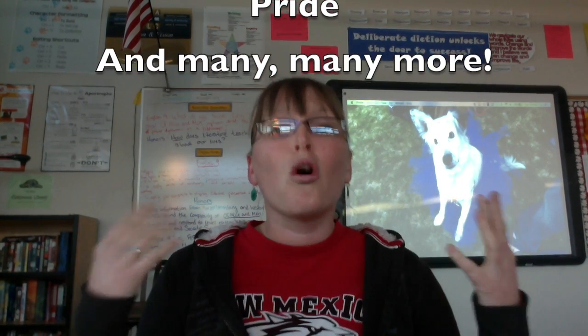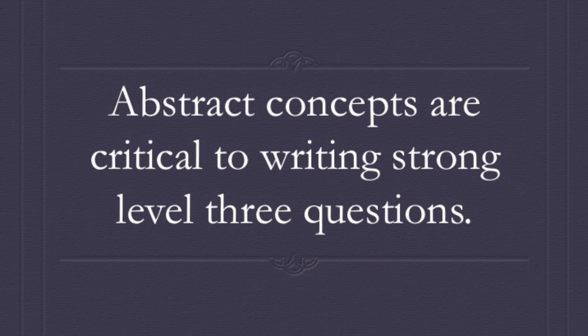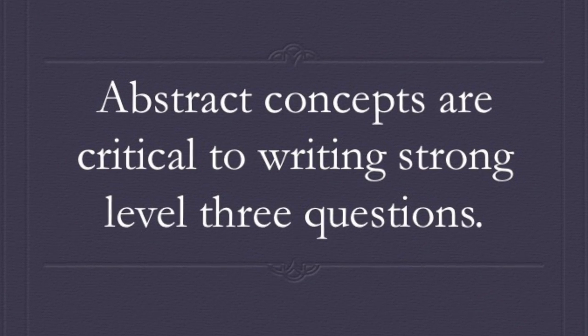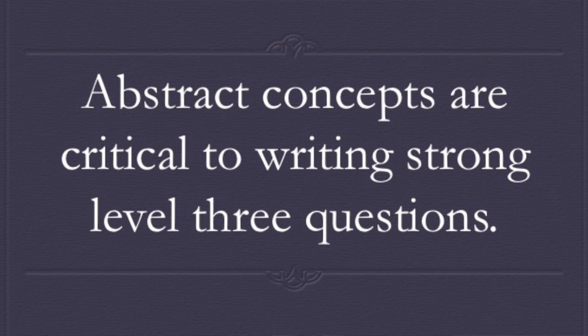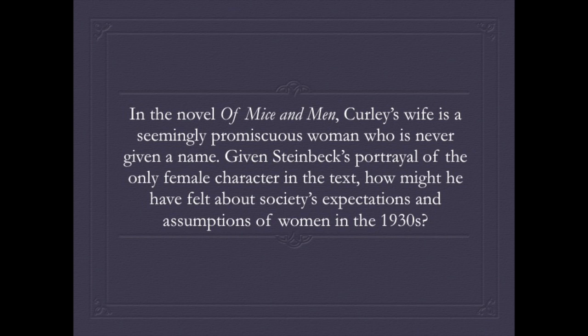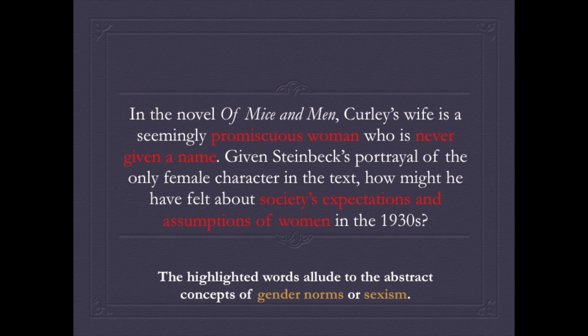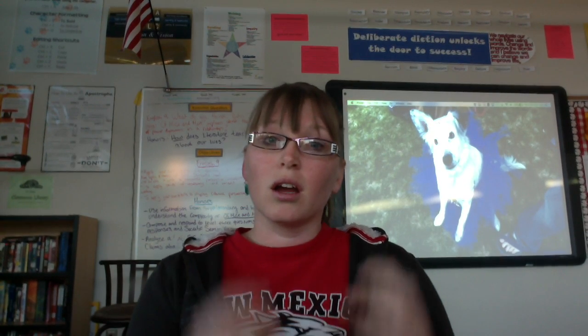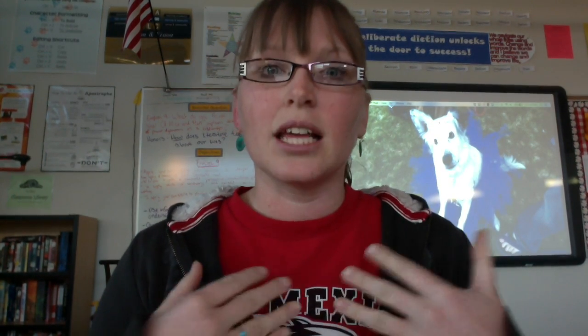There are so many others, but these abstract concepts or abstract subjects are critical to writing a strong level 3 question. In the example that I pulled for Curly's Wife in Of Mice and Men, the abstract concept could be sexism. The abstract concept could be gender norms. So these are concepts that you can't physically touch, but they're still critical to society and they still impact the way that we interact with others and the way that we make sense of our own world.